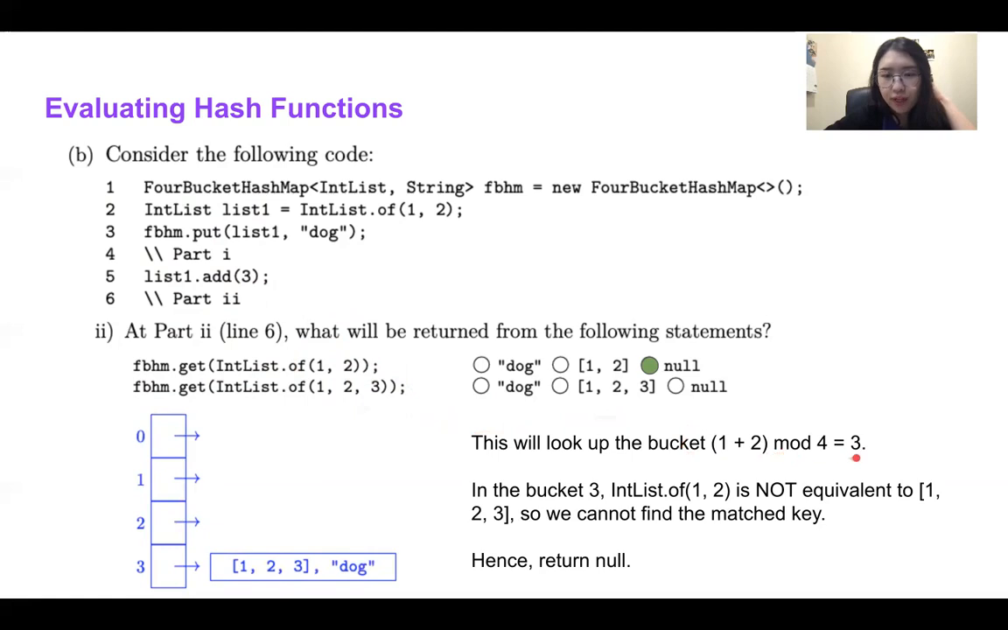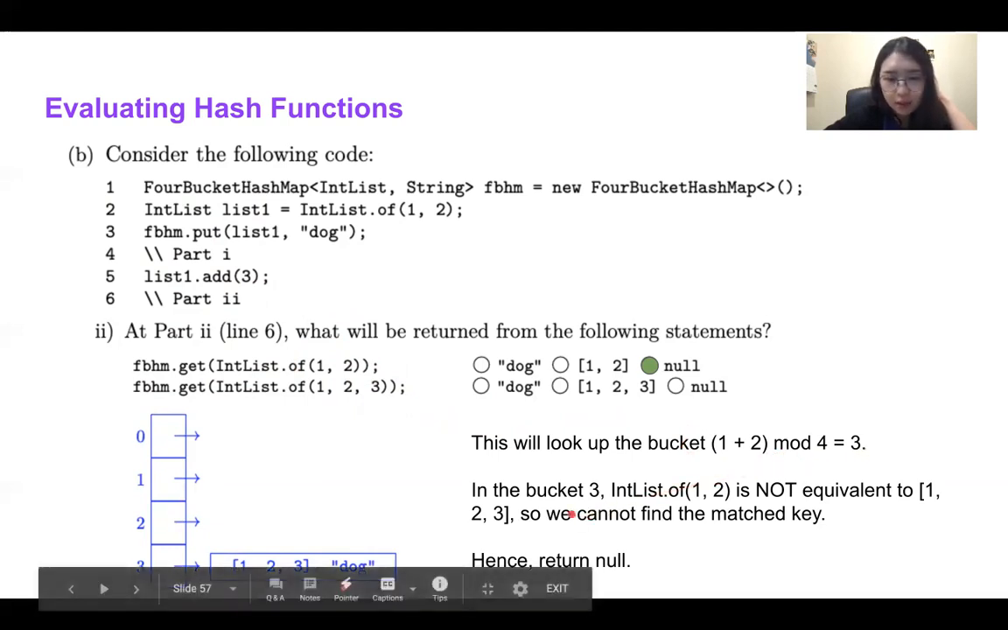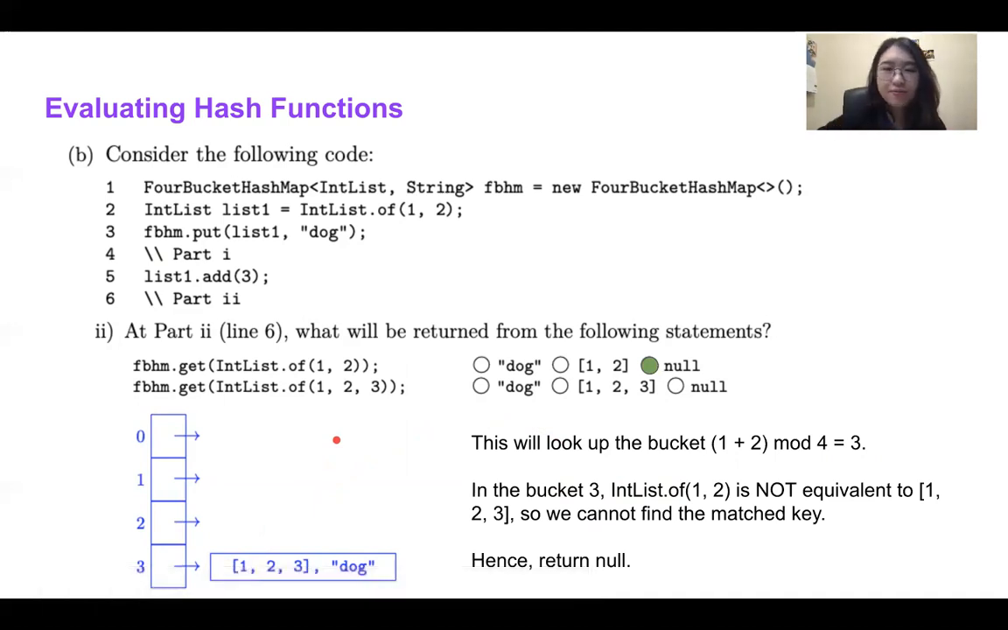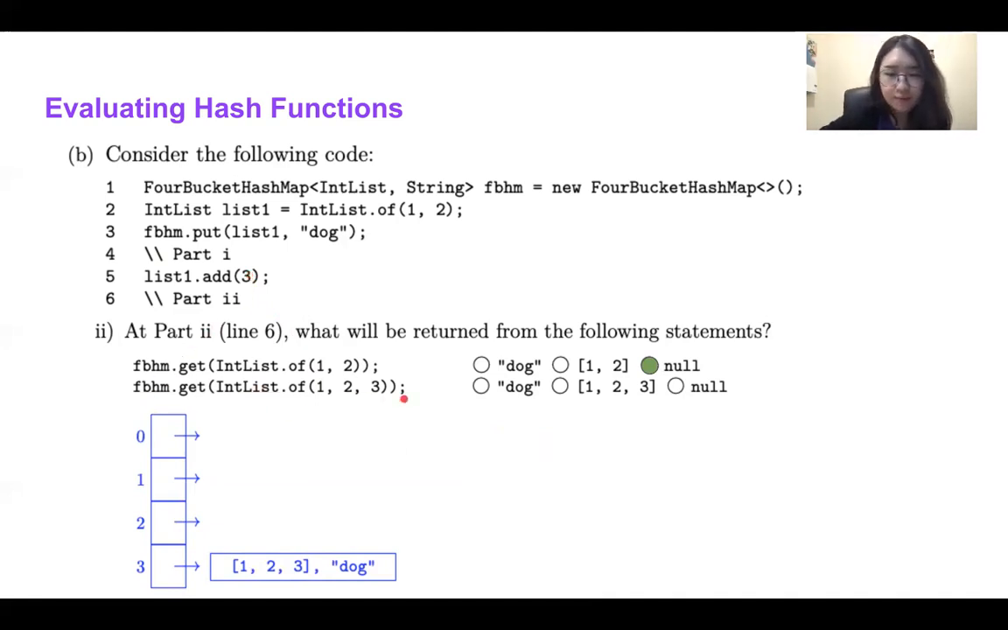this will just be 1 plus 2 mod 4 is equal to 3, which means in bucket 3 we're looking for a key that's list of 1, 2, but what we have is actually 1, 2, 3. So there's nothing to return, there's no match. Then we will just return null. You can already see that when we modify the key, the value that we meant to store is not correctly returned.